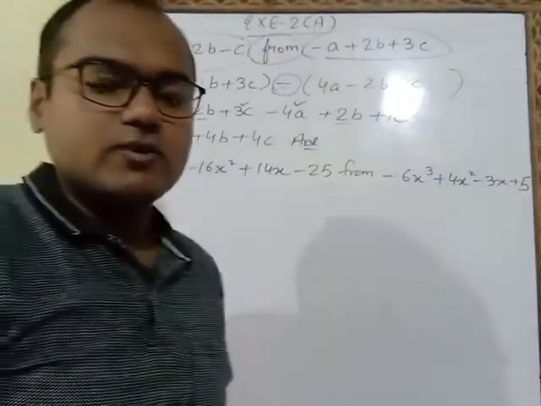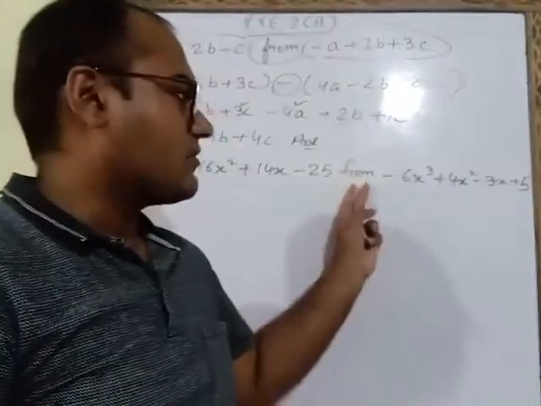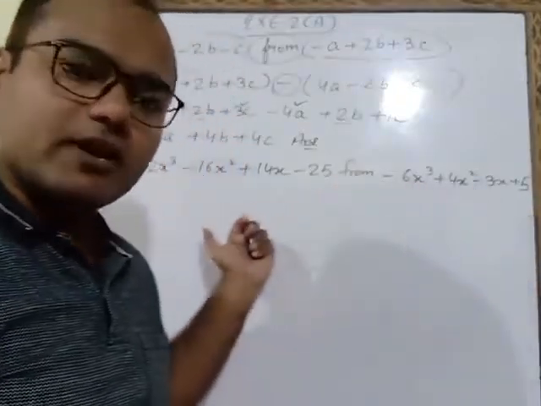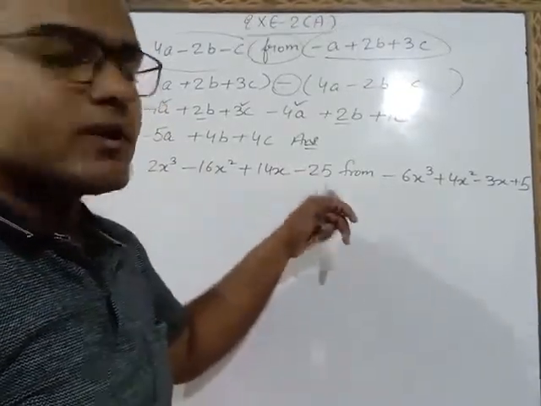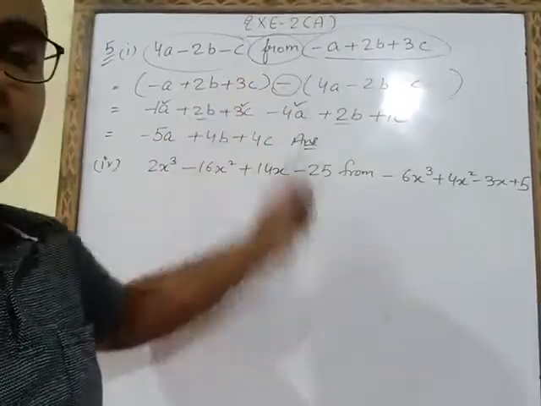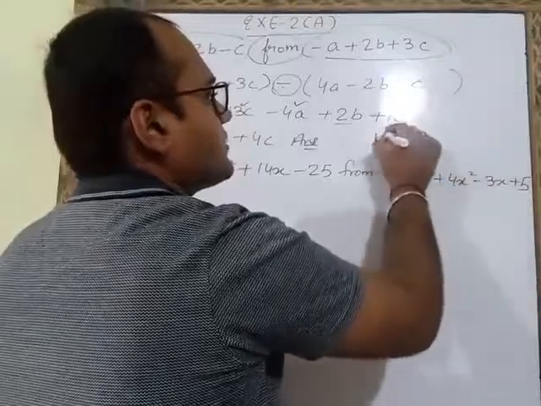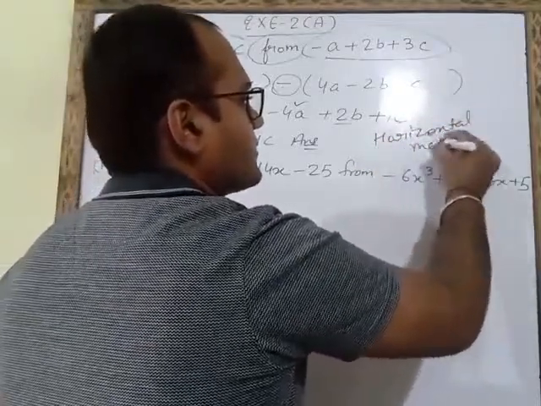Subtraction we have to do. So what is the rule? First of all, you have to see from. The algebraic expression which is written after from, we have to write in the beginning, and this first algebraic expression we have to write later on. Now this method which we have done here by taking the brackets, this method is known as the horizontal method.